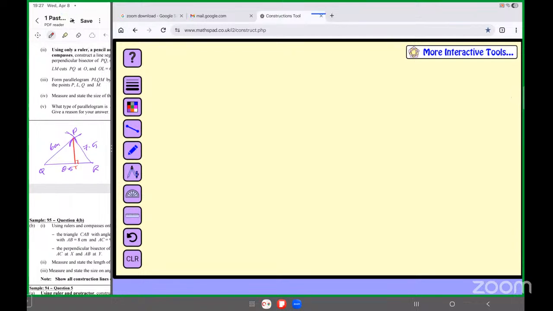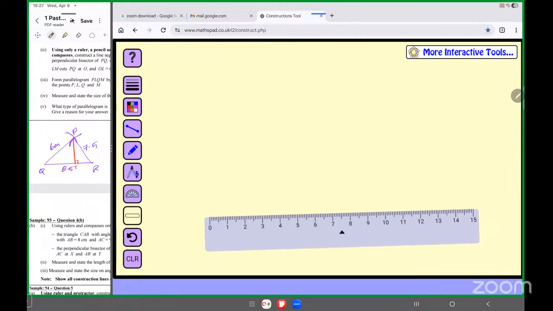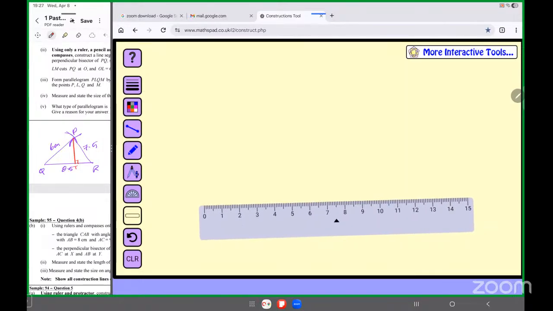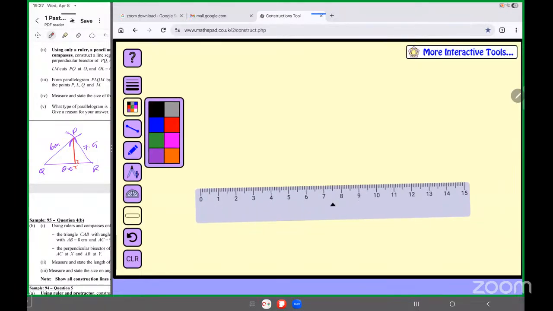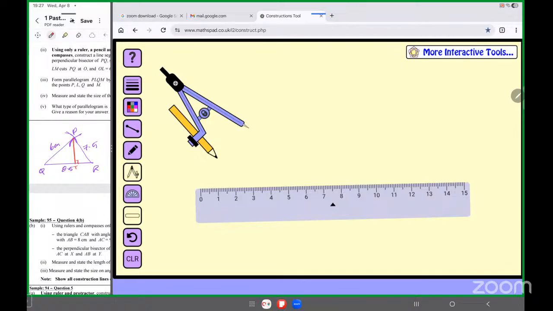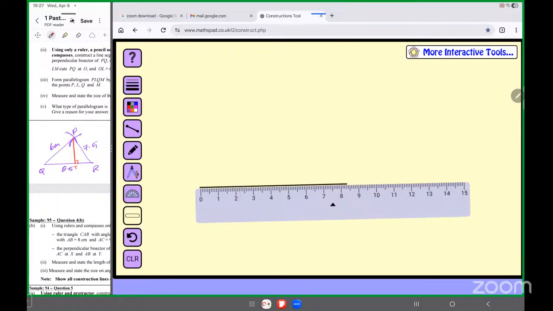So put in the line QR first. 8.5 centimeters, right here. I'm going to use the black and draw my line from 0 out to 8.5. That looks a little bit long. Let's do it over. 0 out to 8.5. That's it.